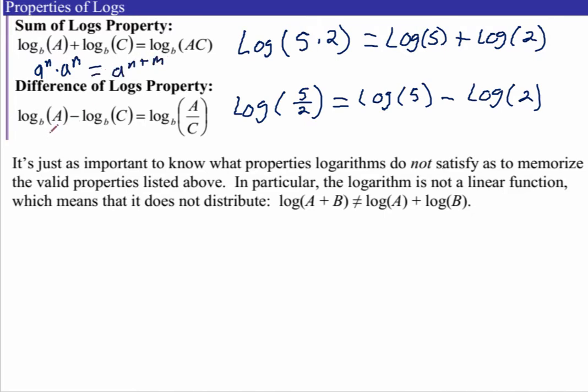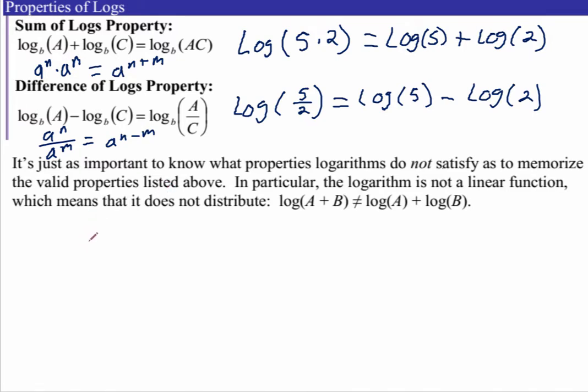And then if I have the ratio of like bases, if I have a to the n divided by a to the m, then that's equal to a to the n minus m, okay? And as a matter of fact, the proofs of these two are based upon those properties of exponents. So I'll let you take a look at those on your own, okay? So these are very important properties.